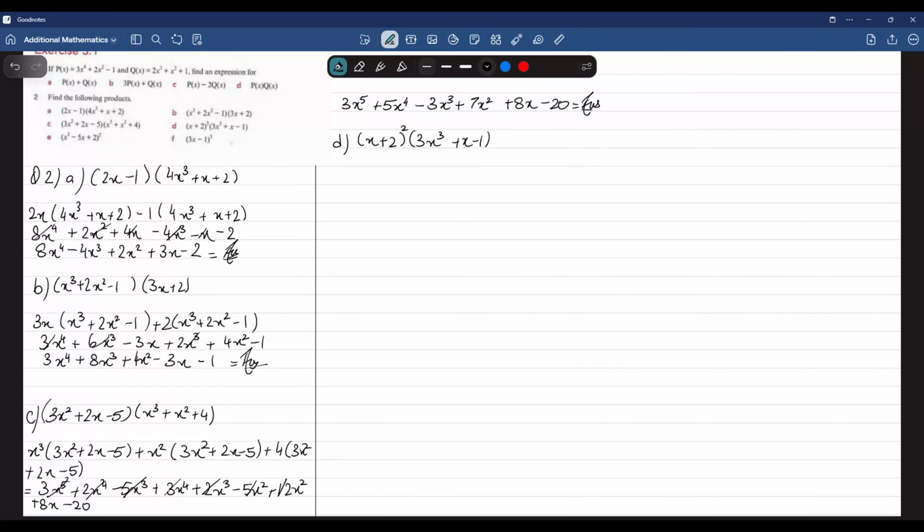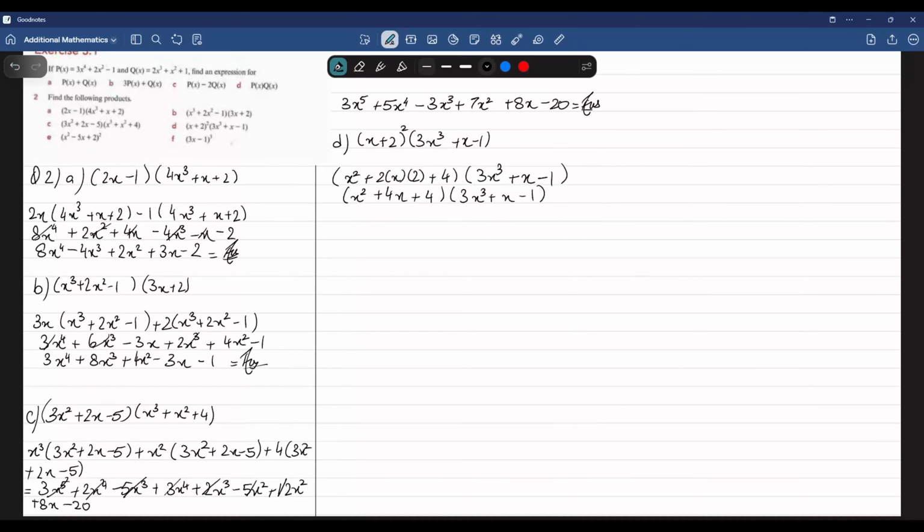You have to simplify this further. For that, what I'm going to do is use my quadratic method for a squared, which is x squared plus 2 multiplied by a multiplied by b plus b squared, which is 4, multiplied by 3x cubed plus x minus 1. So the next thing I'm going to do is x squared plus 4, multiplied by 3x cubed plus x minus 1.